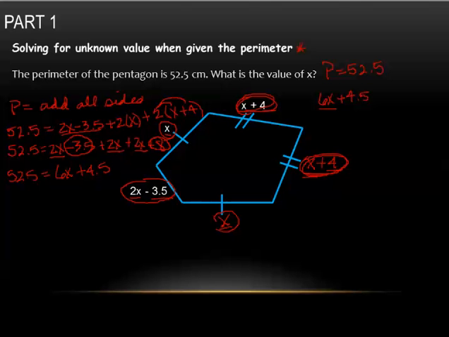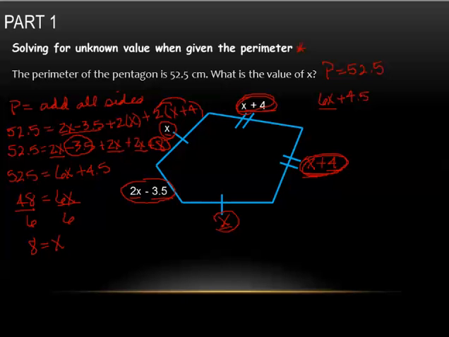And now all you're going to do is solve for x. So I'm going to have 52.5 minus 4.5, subtracting that from both sides. So I get 48 equals 6x. Divide both sides by 6. X equals 8. Now always, now that I've solved for x, I go back and I read my problem and see what they wanted me to find.